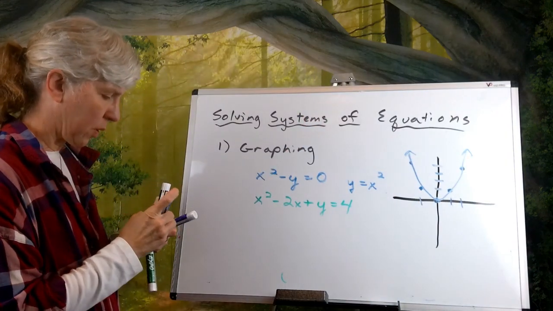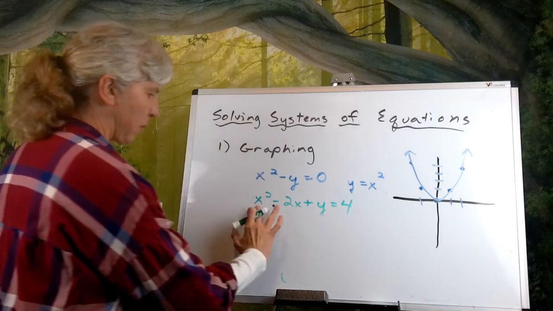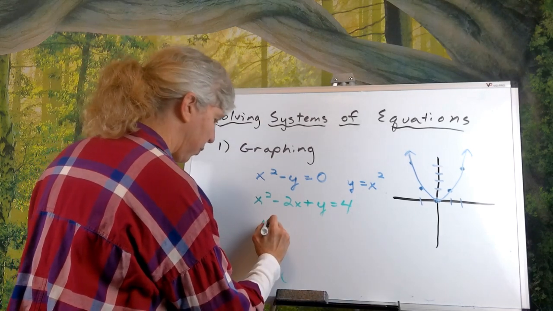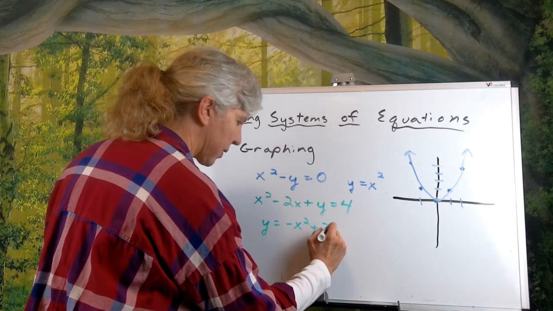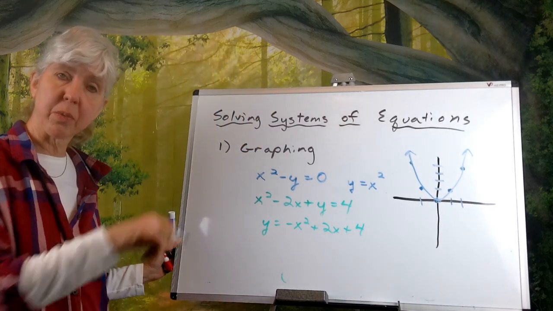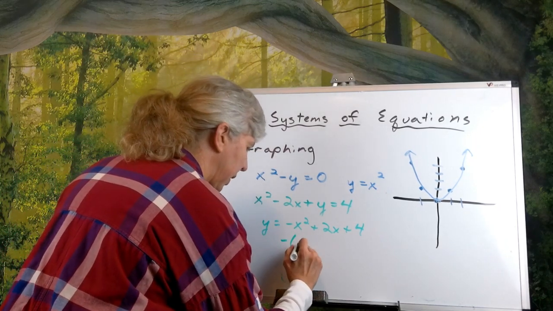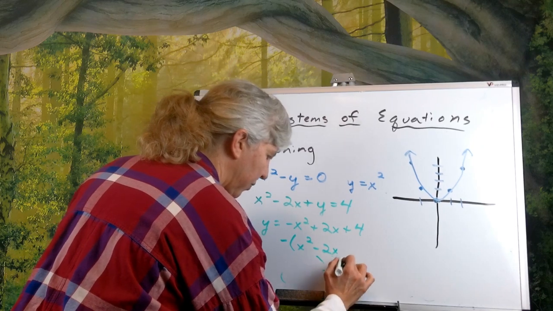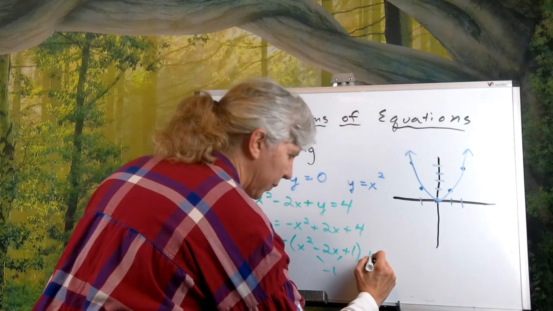Okay, the green one, though, we're going to have to rearrange a little bit to get it in nice form. So I'm going to subtract the x squared minus 2x from both sides. So I have y is equal to negative x squared plus 2x plus 4. And again, I'm going to complete the square to put it in nice form so it's easy to graph. So I'm going to pull out my negative. Half squared. I've subtracted 1, so I'm going to add 1.